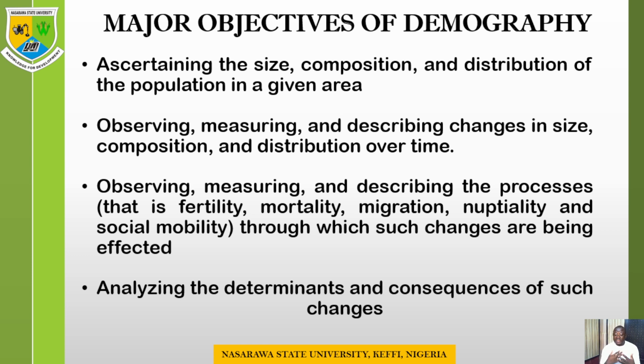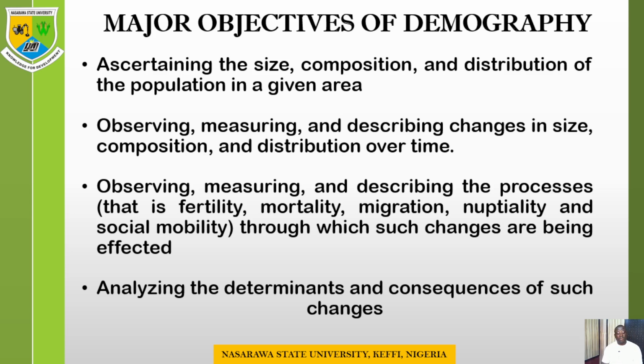Then we are also interested in marriage. We are also interested in social mobility. So demographers are interested in measuring, observing, and describing processes. And these processes are fertility, birth, mortality, death, migration, and social mobility. We are trying to look at the changes that go through this.